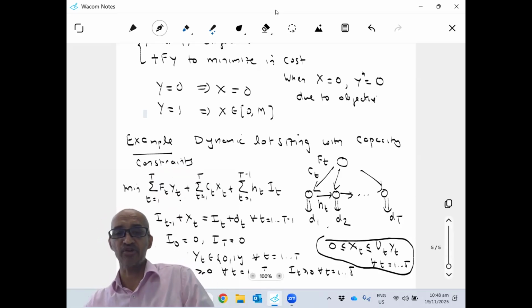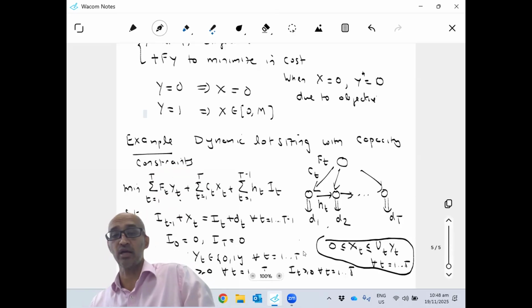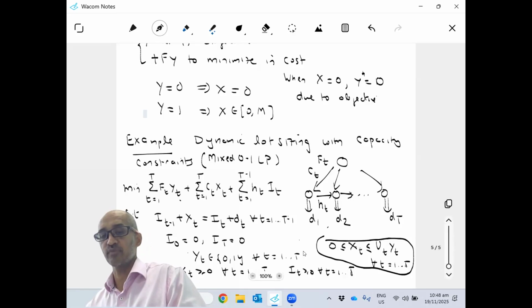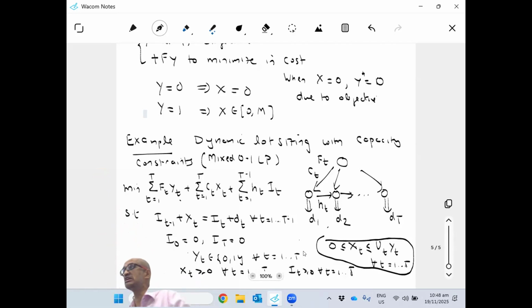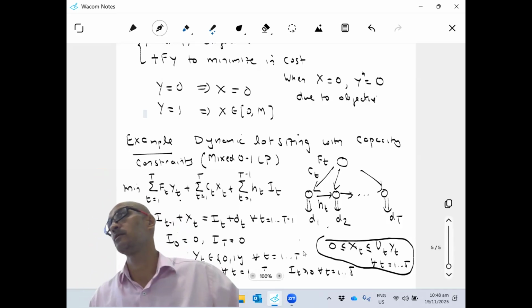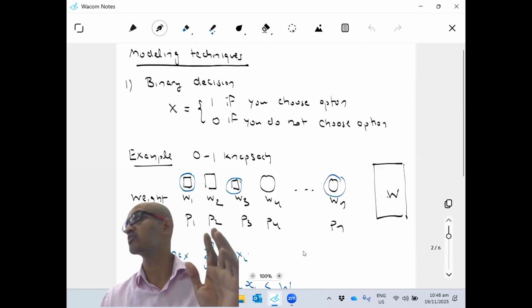So the claim is lot sizing with capacity is a mixed 0, 1 LP problem. By the way, in this problem, Y are 0, 1 variables, and X and inventory are continuous variables in this example. I mean, there are binary variables. Mixed simply means that there are some continuous variables, and every constraint here is linear except for the integrality part, the binary part. Any questions with these ideas so far?